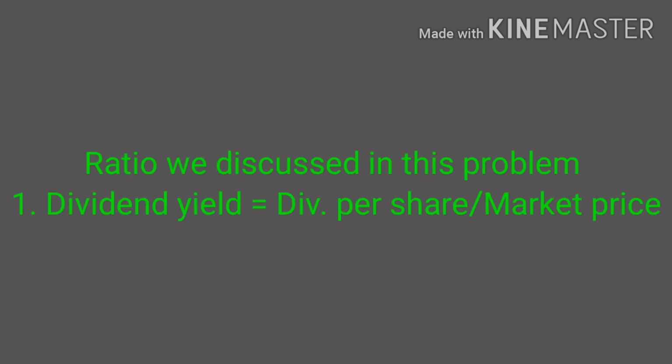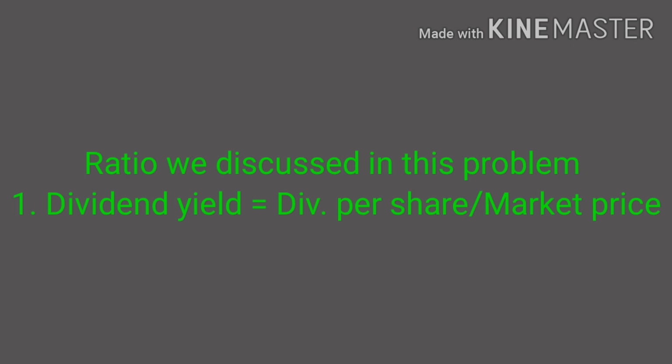We will summarize the ratios we studied in this problem. Dividend yield ratio. Yield means the return on investment. Dividend per share divided by market price per share. Dividend is the return and market price is our investment. So, dividend per share divided by market price per share will give you dividend yield.